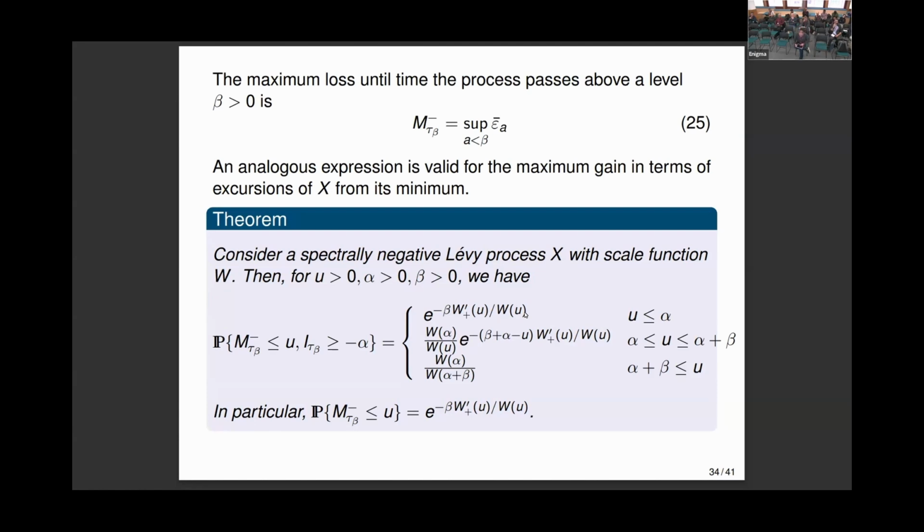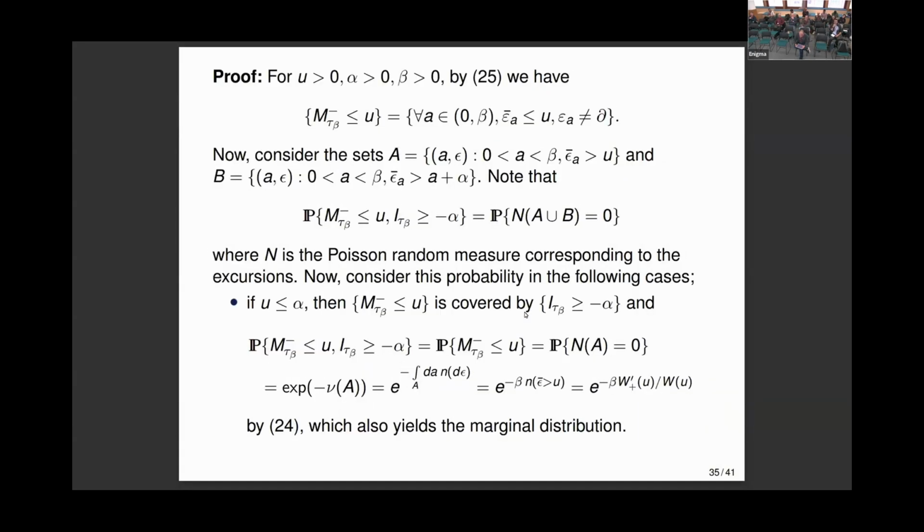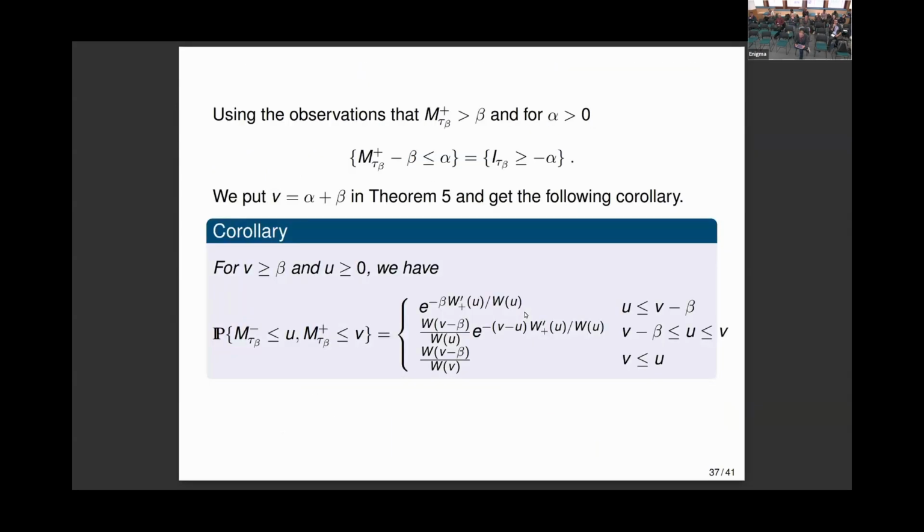And from here, we can get the exact distribution of the maximum loss up until hitting a certain level beta in terms of scale functions of the Levy process. So once we have the parameters related to the Levy process, then we actually have the exact distribution of the maximum loss. And also from here, the maximum loss and maximum gain joint distribution is obtained.